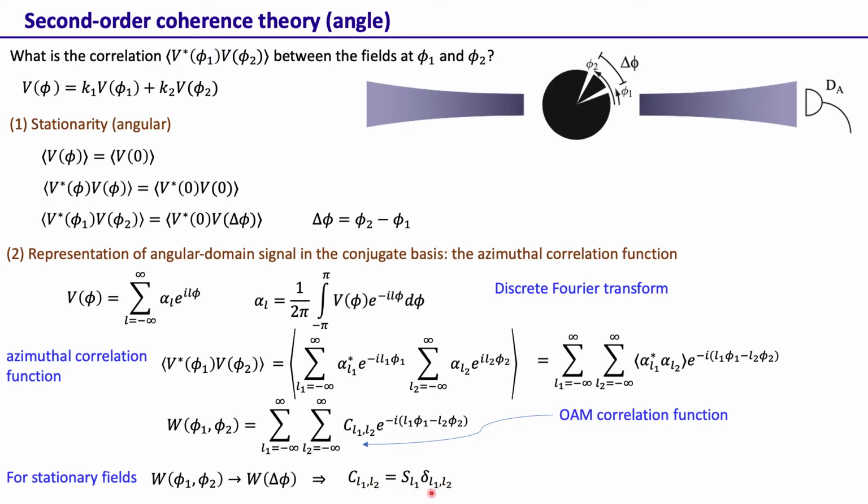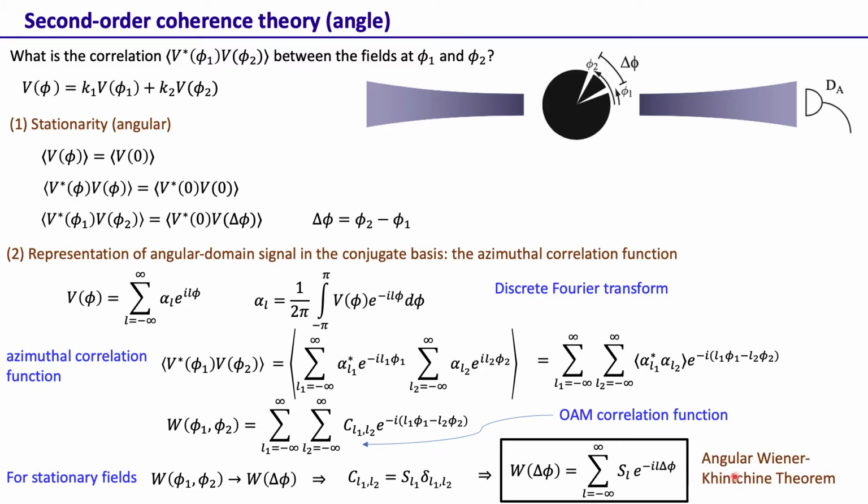Okay, and now if this is the case, then we can write this as W delta phi, S L e to the minus i L delta phi. Okay, so this is like the angular Wiener-Khinchin theorem. I mean, we can say this is the generalized angular Wiener-Khinchin theorem, two-dimensional, and this one for stationary fields is the angular Wiener-Khinchin theorem, a one-dimensional theorem.